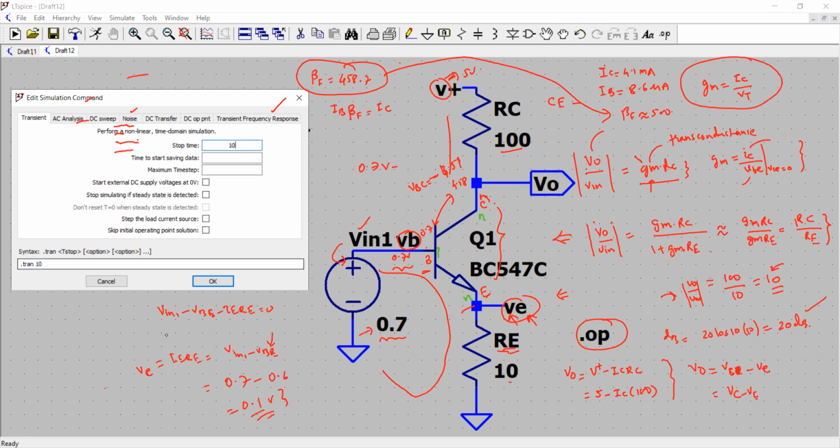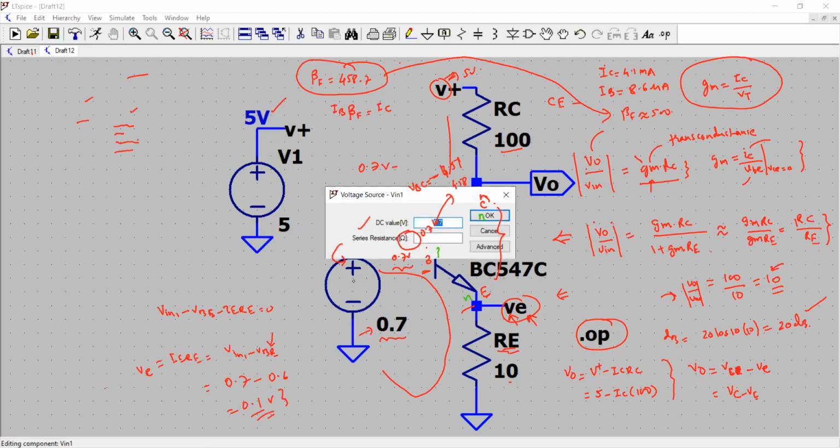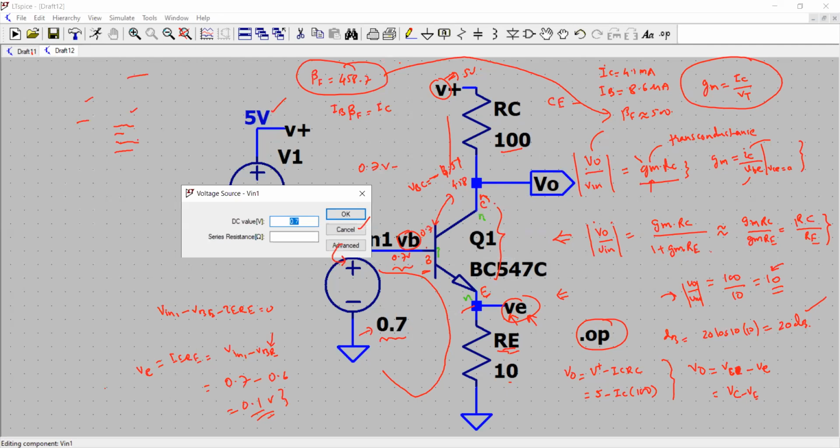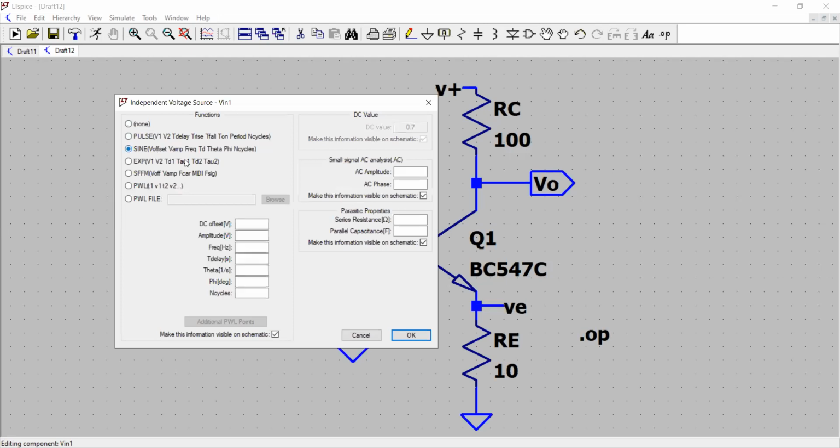Oh, before that, I forgot. We need to check the voltage source. So here is the voltage source. Right click. We don't need a DC voltage source now because we are running the transient analysis. And before that, let me get rid of all this drawing, because that's the better way to understand the circuits. Now we need to click advanced, and we'll select the sine wave.